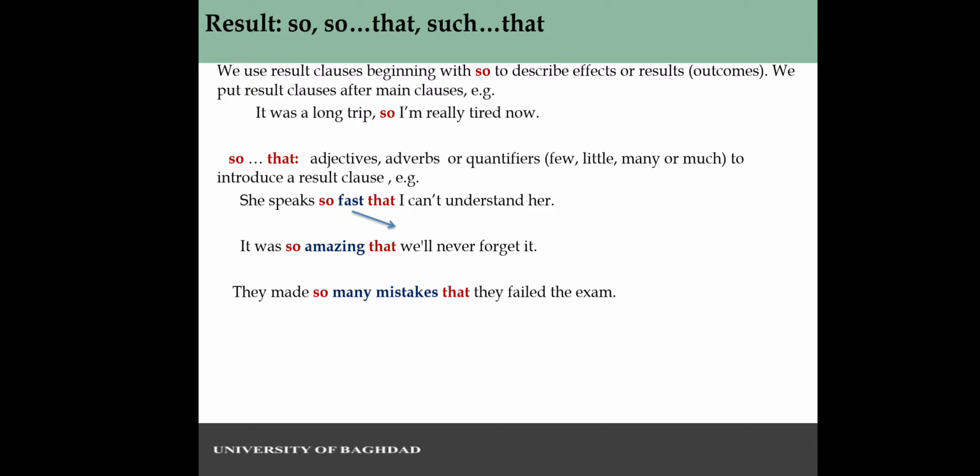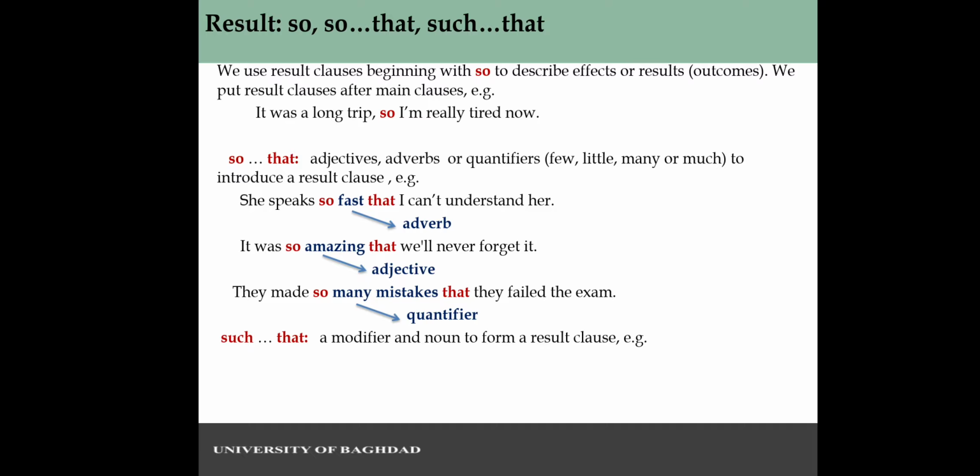As you see, in the first one, we have fast, which is an adverb. In the second one, amazing, this one is an adjective. And in the last one, we have many mistakes. What do you have? We have a quantifier plus a plural noun. So what does that mean? It means that we need to use either an adjective or an adverb or a quantifier between so and that in order to introduce a result clause.